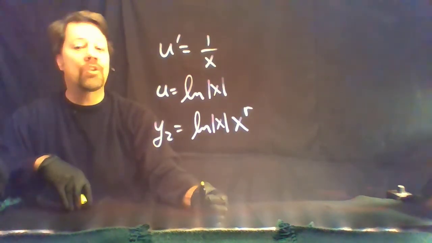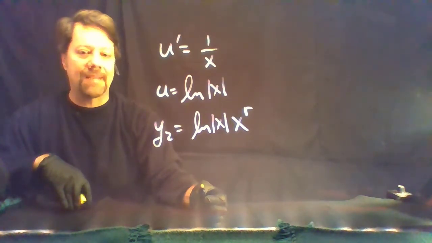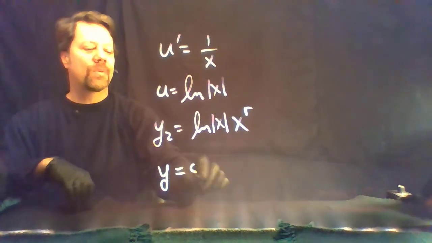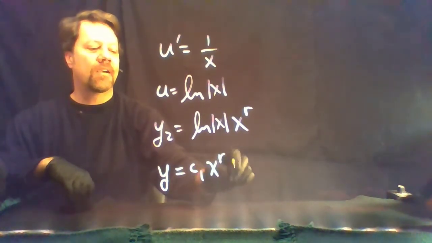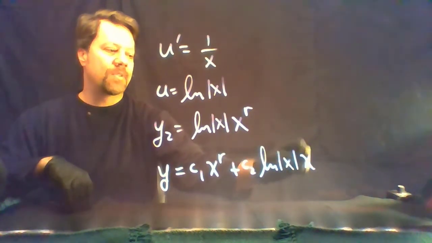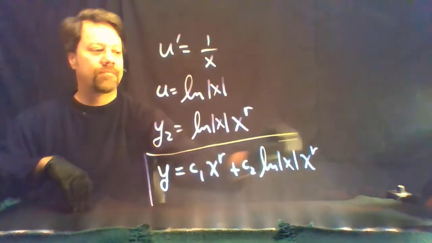In this case, you multiply by the natural log of the absolute value. The solution then is y equals c1 x to the r plus c2 natural log absolute value of x times x to the power r.